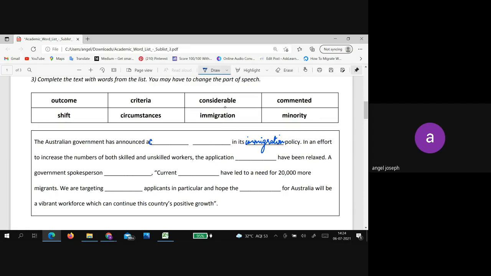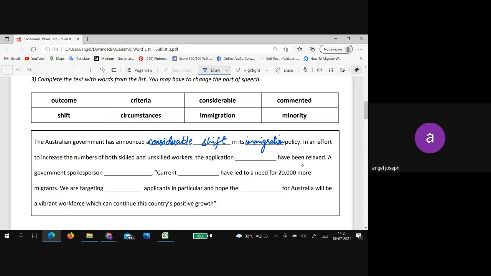Has announced a considerable, maybe a few words here and there might require a change of form. So the Australian government has announced a considerable shift in its immigration policy in an effort to increase the numbers of both skilled and unskilled workers. The application dash have been relaxed.